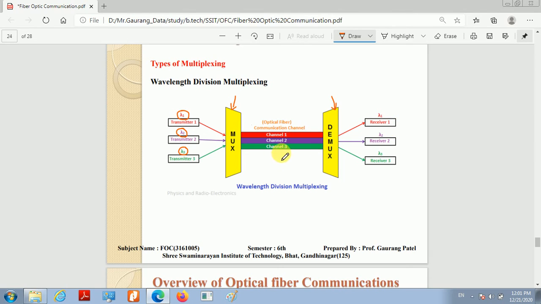Now in WDM also, the entire bandwidth of the channel is divided into logical sub-channels, and each channel is given to the different transmitter or signals. So as you can see, channel 1 is allotted to lambda 1, channel 2 is allotted to lambda 2, and channel 3 is allotted to lambda 3. And also very important to note, as in case of FDM, here all the signals are transmitted at the same instant of time, but using different wavelengths.